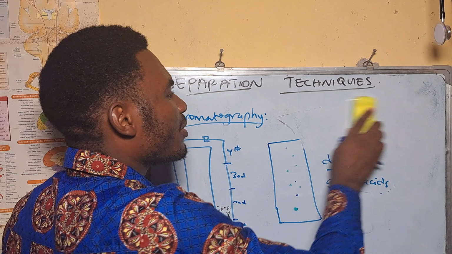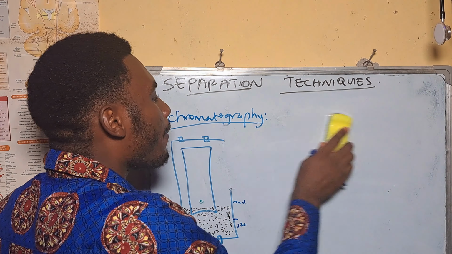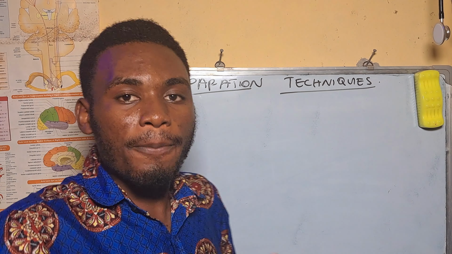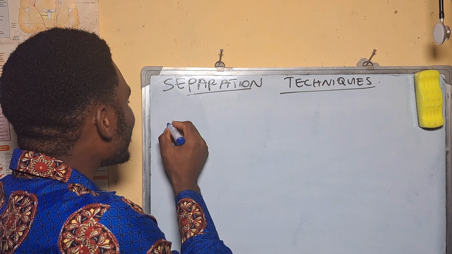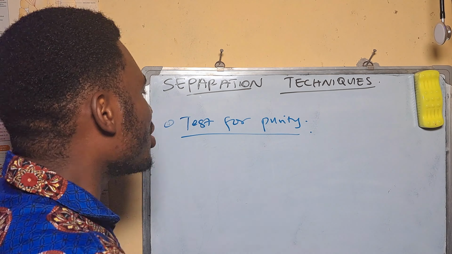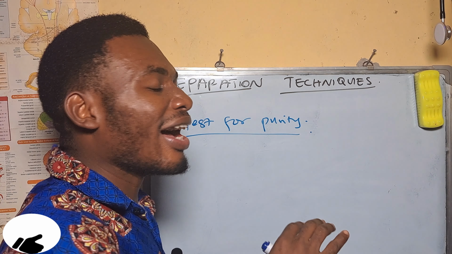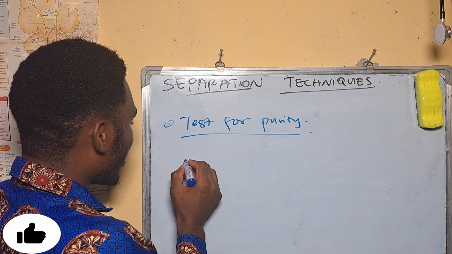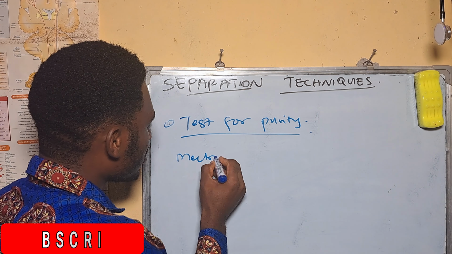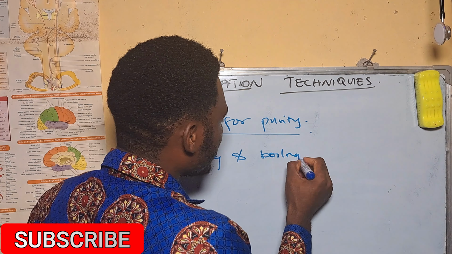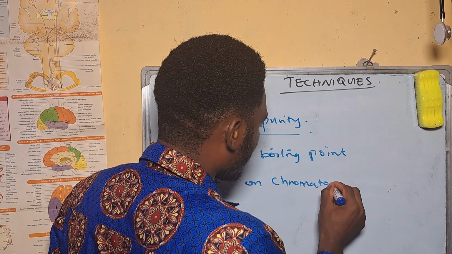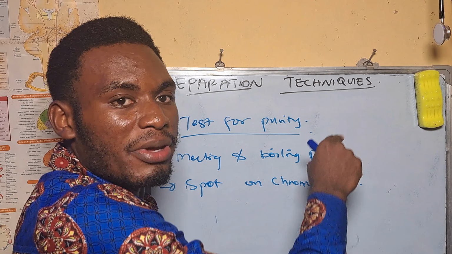Once you are done with these separating techniques, you tend to get a pure mixture. That's what we call a test for purity. This test for purity tends to ascertain how pure a mixture is. Test for purity entails two major parameters. You have the melting and boiling point, and you have the plots on chromatogram. You want to test for how pure a mixture is.